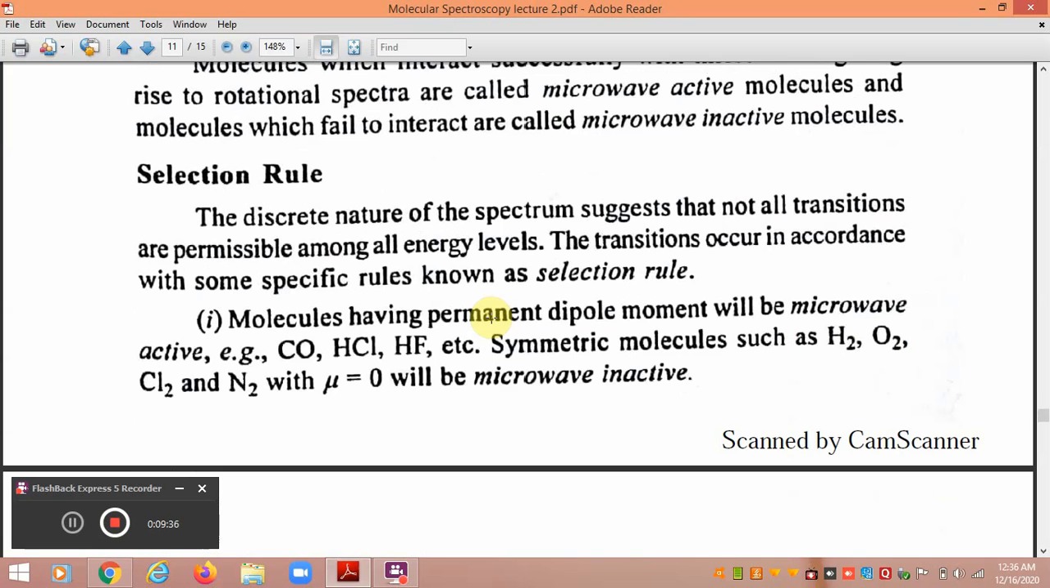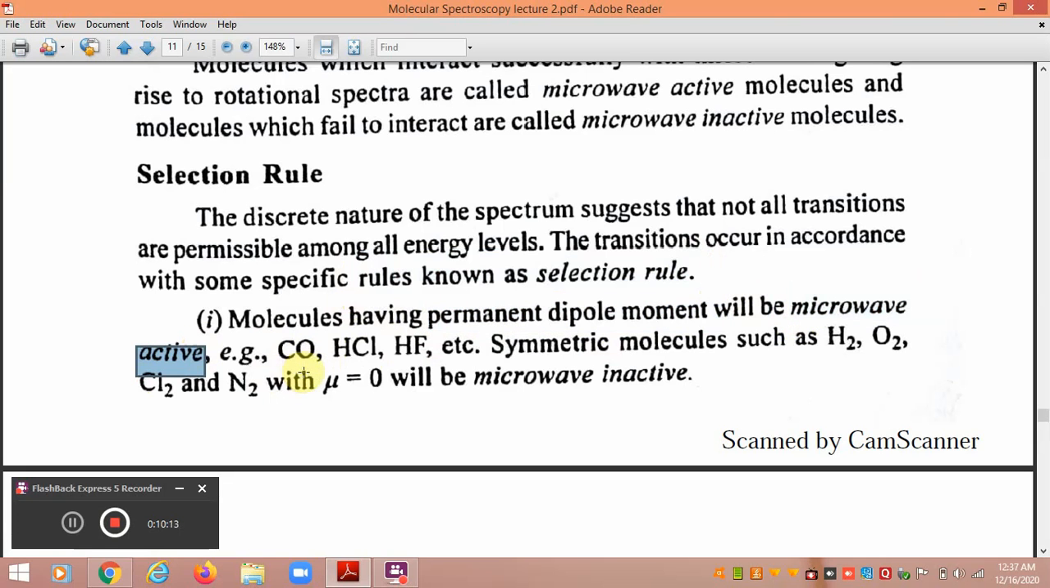Here are some conclusions from the rotational spectra. The first one is the selection rule. It is observed that transitions occur in accordance with some specific rules, and these are called the selection rule. What is the essential condition for a molecule to show rotational spectra? First, the molecule must have a permanent dipole moment. Then the molecule will show the rotational or microwave spectra, and it will be called microwave active.